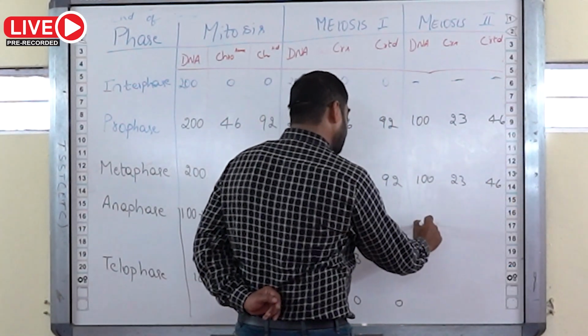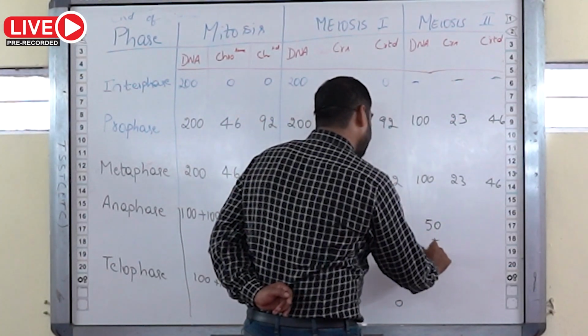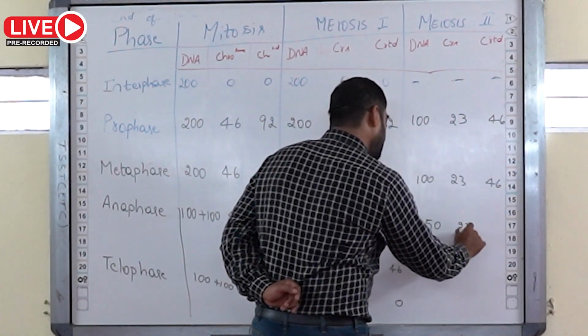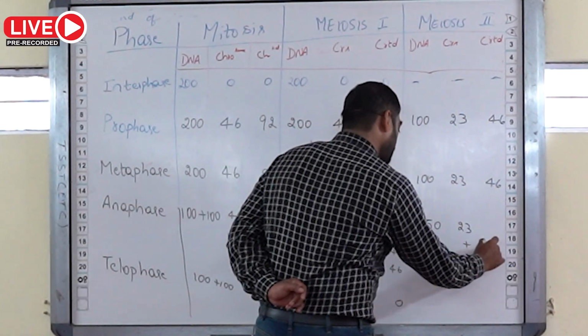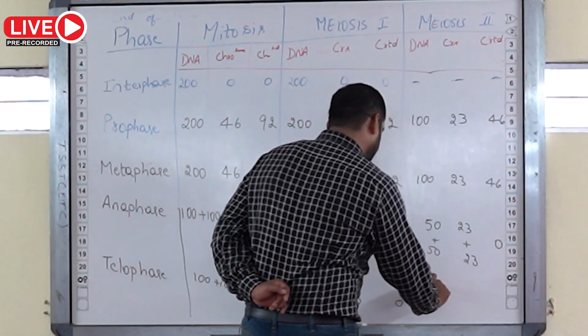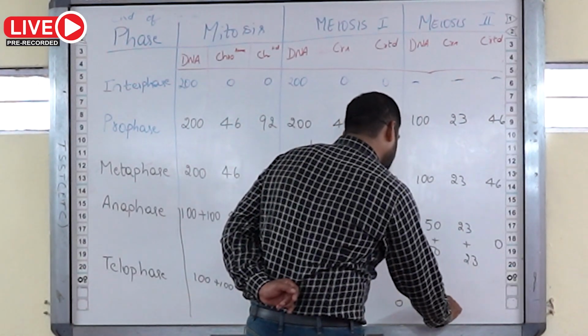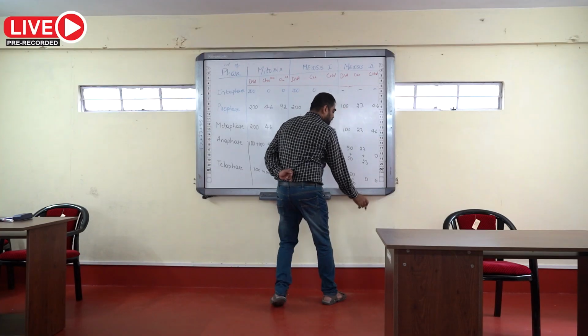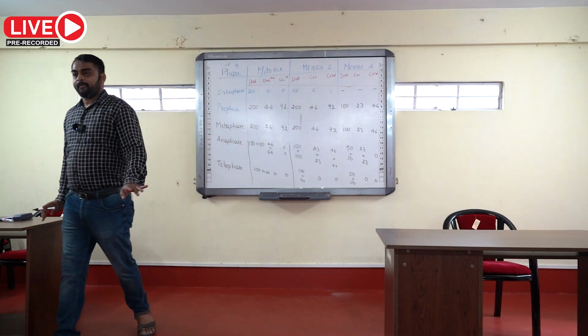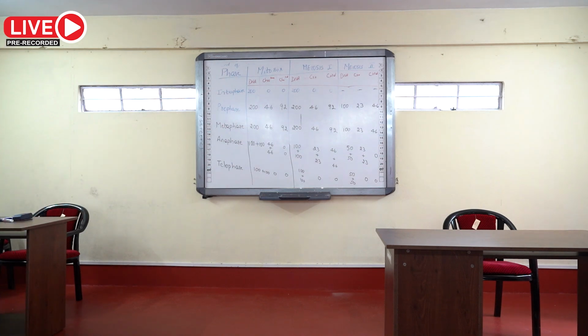At the end of anaphase, 50 plus 50, 23 plus 23, 0. At the end of telophase, each one will have 50 plus 50 units of DNA, no chromosomes visible, no chromatids visible. Clear? The same thing we discussed previously, we are representing it in terms of numbers. To show these numbers to somebody without explaining the story before this will not make much sense.